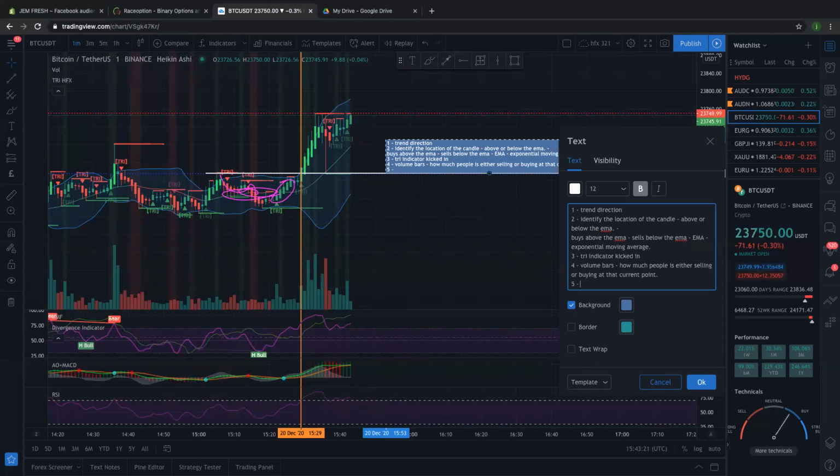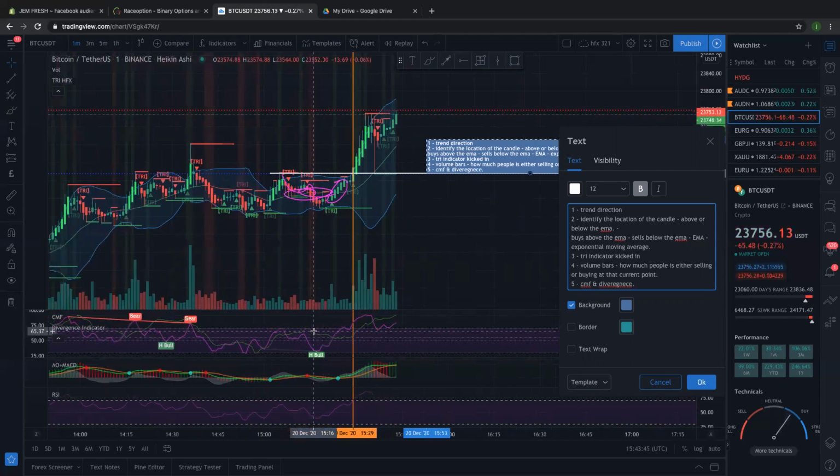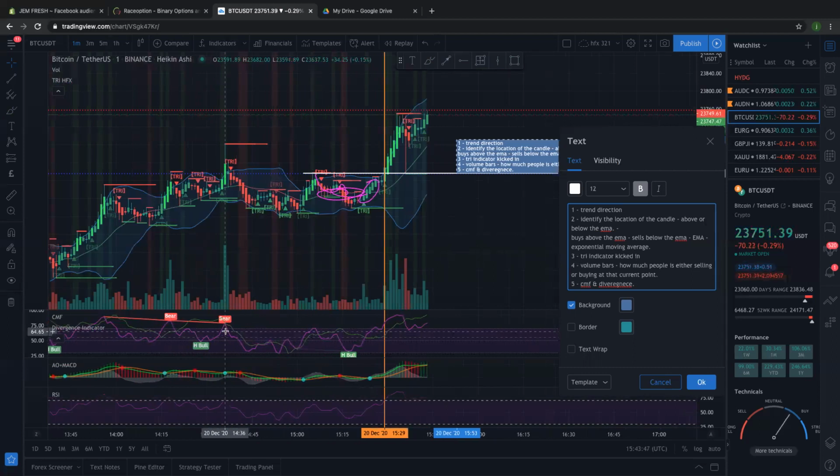Number 5, we've got the CMF and a divergence. The CMF is the green one. That means the money flow, how much actual money is in the market. So obviously there's more money pushing up here at the moment. The divergence is the only thing in Forex that will give you a slight advantage in possibly what is going to happen, if that makes sense.